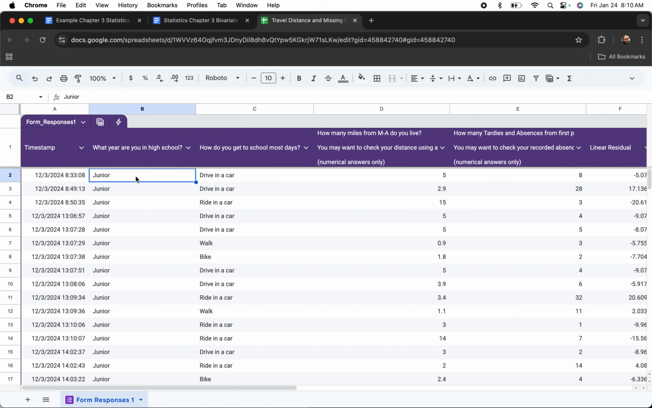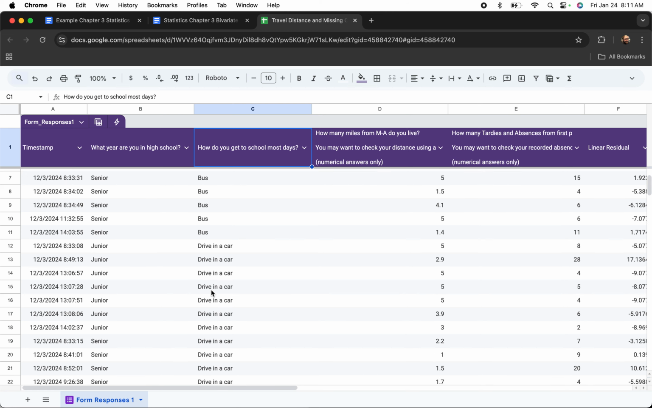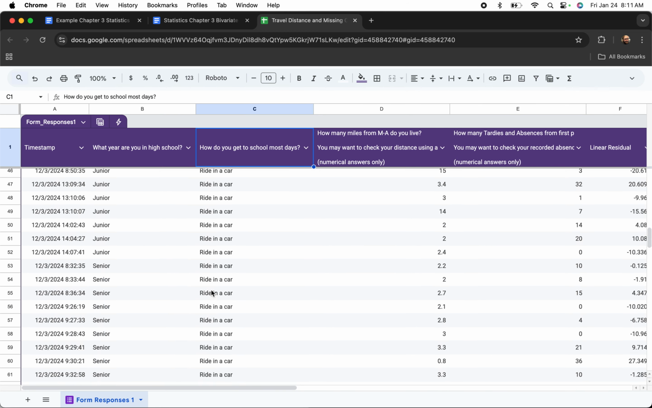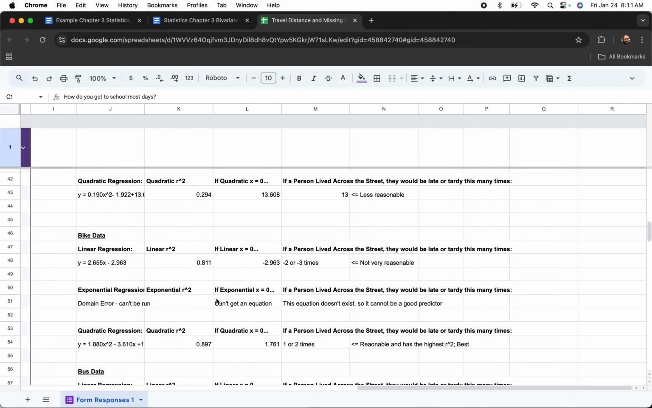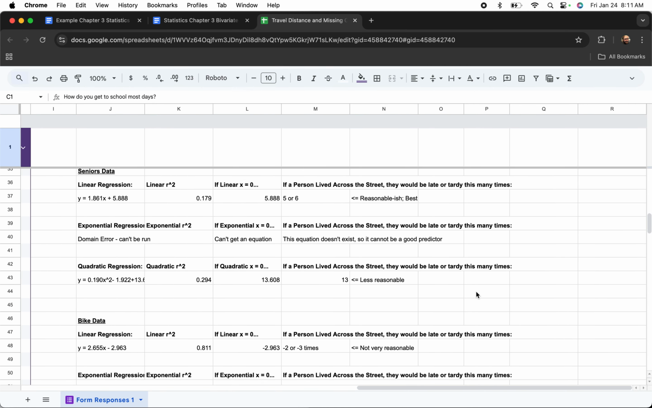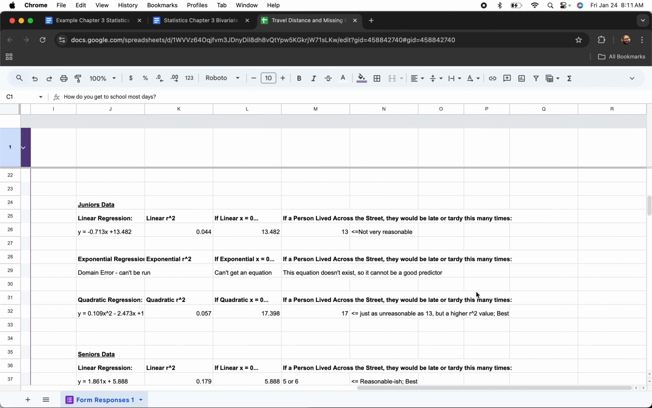And then how do I get to school most days? Again, let's sort this from A to Z so I can look at my data differently. I have some people who bike, some people who take the bus, some people who drive in a car, some people who ride in a car, and some people who walk. So I have 8 extra groups that I need to look at. This is why you probably don't want to ask too many demographic questions. But I do have all of those groups with regression equations set up.